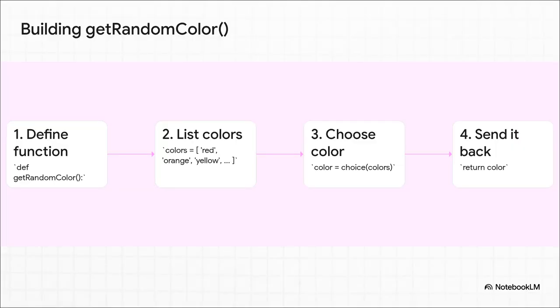First, we define our function, getRandomColor. Inside, we make a quick list of colors we like. Then we use the choice function to randomly pick one. But here, this last line, this is the whole point: return color. That is the command that says, okay, I'm done, here's the answer you asked for. Without that line, the function does all the work but keeps the result to itself.